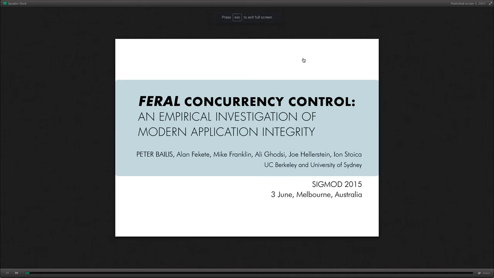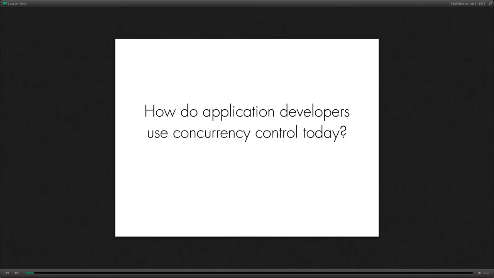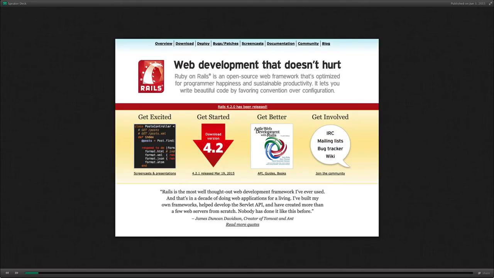I first had to figure out what concurrency control was. So that was the first step, and we'll go through that in the beginning. So from what I understood, this all started with how database researchers think about concurrency control, but how do app developers think about concurrency control, which is different than database people. And so their team picked out Ruby on Rails.